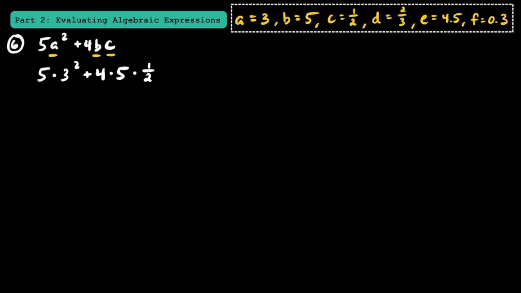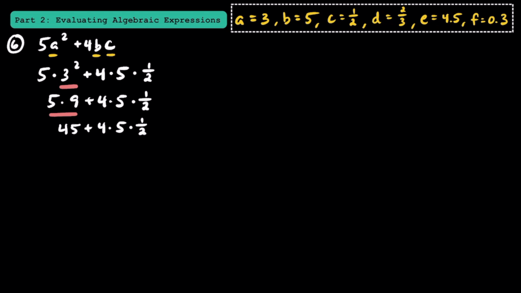Now that we've substituted in our values, we just have to solve this like an order of operations problem. Out of each of these operations, the exponent will go first here. 3 to the second power, or 3 squared, is equal to 9, so we'll have 5 times 9 plus 4 times 5 times 1/2. While we have 3 different multiplication problems, they're all tied, so we just go from left to right. 5 times 9 is 45, so we'll have 45 plus 4 times 5 times 1/2.